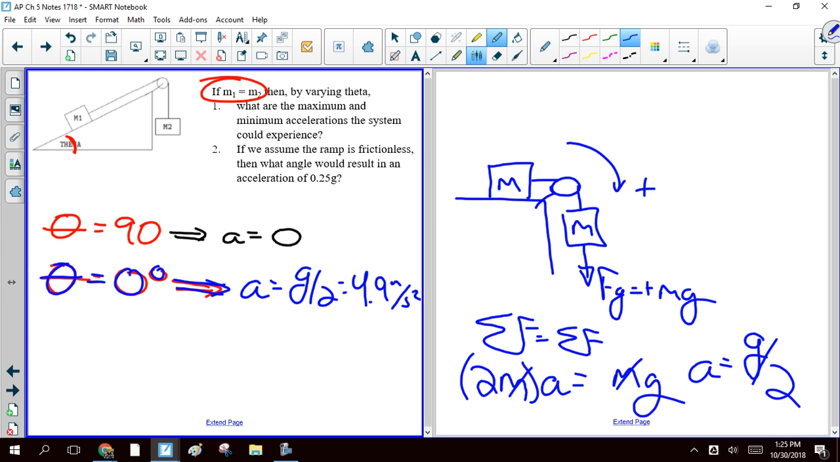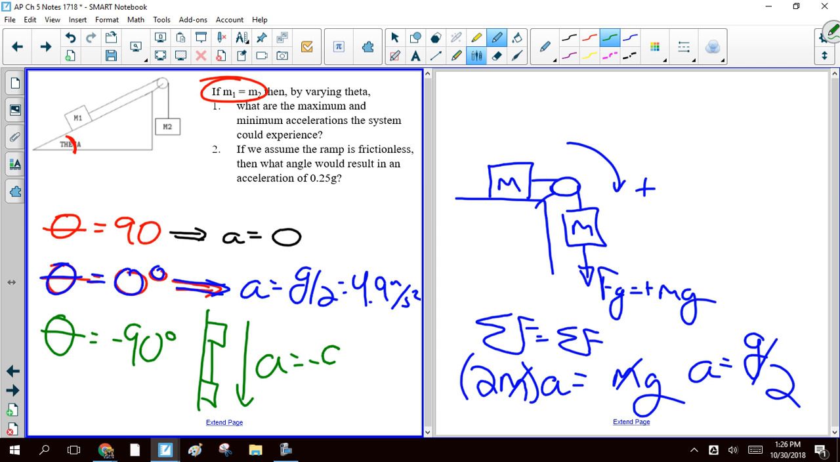All right, and then I guess technically you could make your angle a negative angle, right? So what's the smallest angle we could have? I guess negative 90 degrees, right? And then you would just have a ramp like this with your two blocks on it, and it would just be falling straight down. And so in that case, your acceleration would be negative 9.8 meters per second squared, right? Okay.